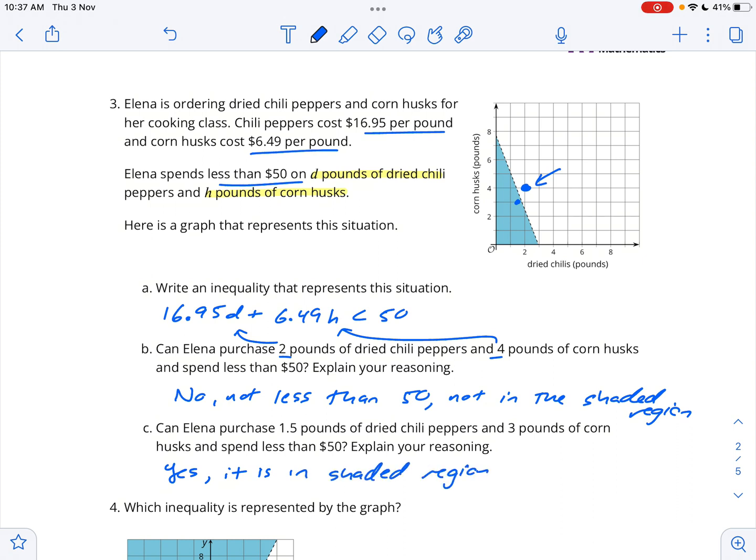And if you had chosen to plug 1.5 and 3 into our inequality up here and show that it was less than 50, that'd be fine too. So you can either refer to the graph or use the inequality.